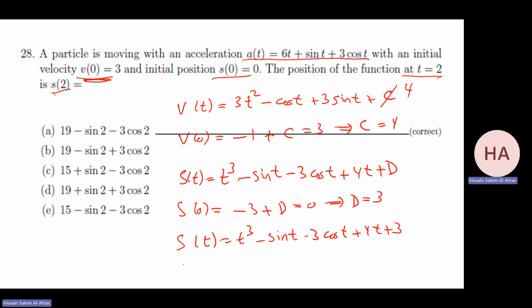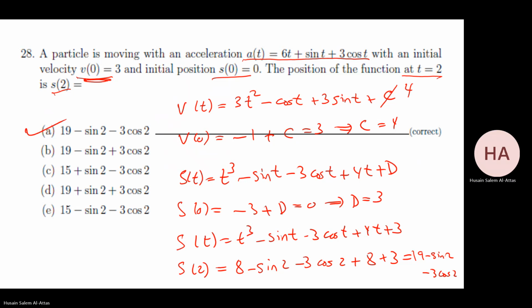What do they want? S at 2. S at 2 will be 8 minus sine 2 minus 3 cosine 2 plus 8 plus 3. 16 plus 3, that will be what? 19 minus sine 2 minus 3 cosine 2, which is this one.